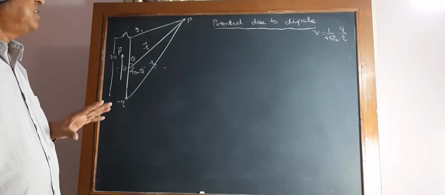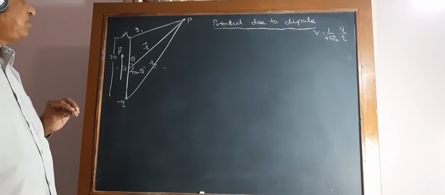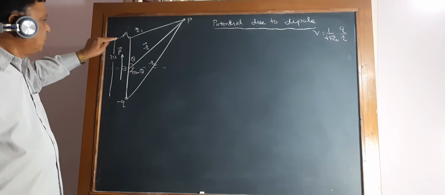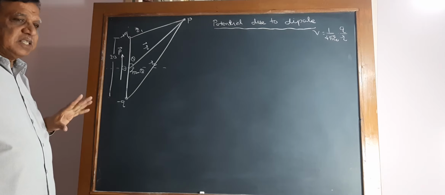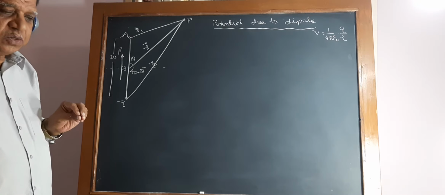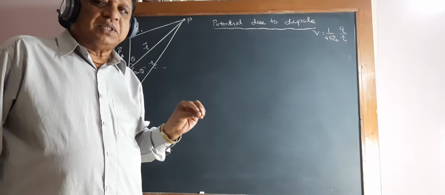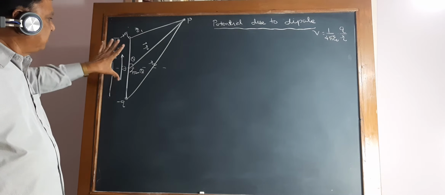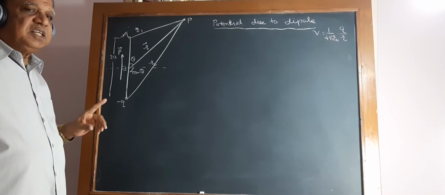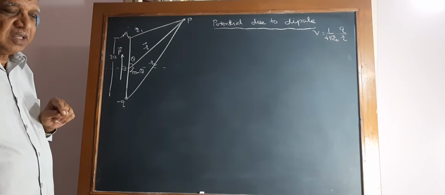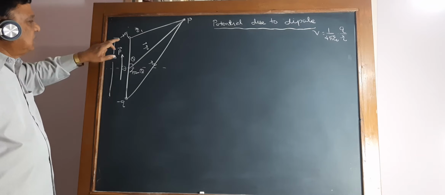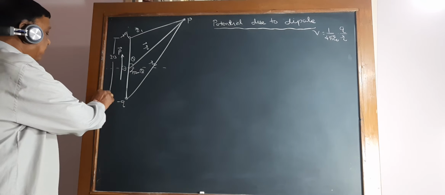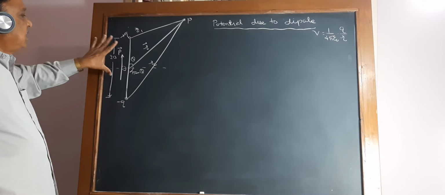Now see, we start the topic. Dipole. As you know, what is a dipole? Two equal and opposite charges separated by a finite distance, then it is known as an electric dipole. Here we have taken two charges plus Q and minus Q. Separation between them is 2A. Then it is an electric dipole.